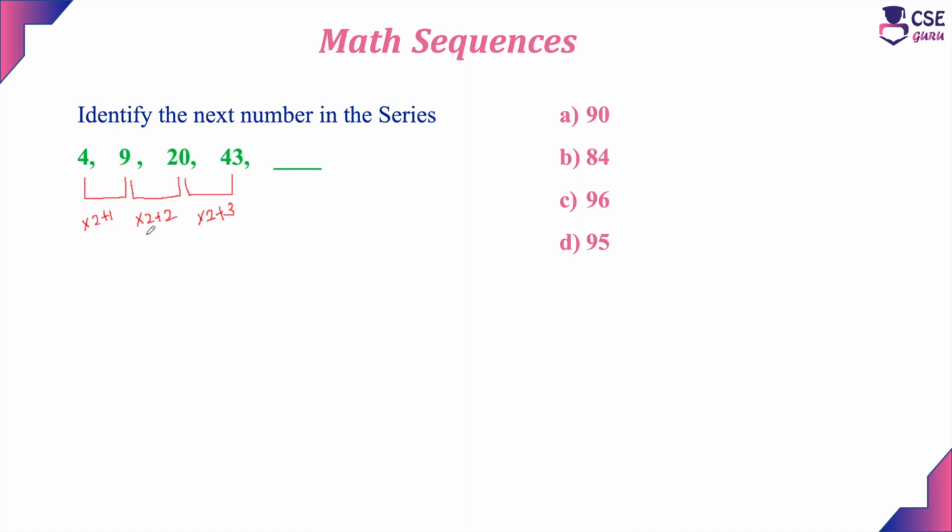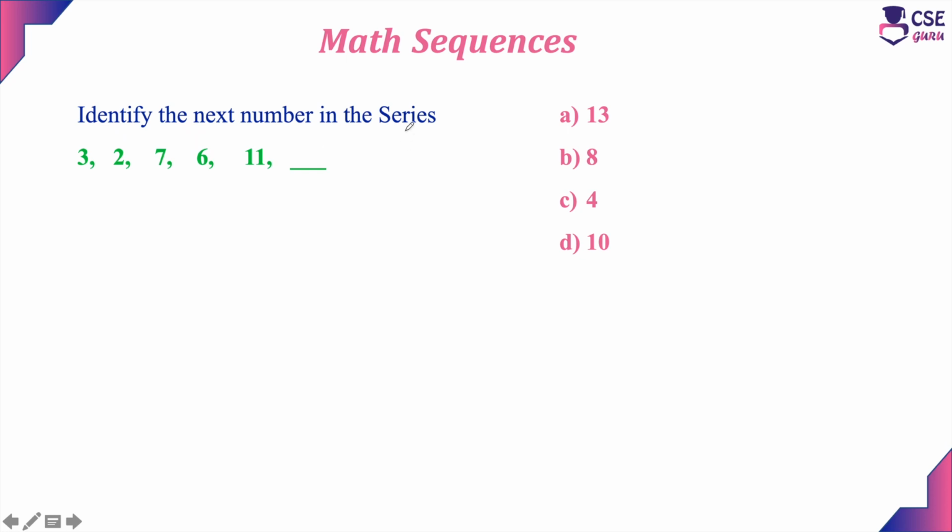So here we will identify a pattern. That is into 2 plus 1, into 2 plus 2, into 2 plus 3. So the next term must be into 2 plus 4. So this forms a pattern here. This is into 2 plus 4, in the sense 43 into 2, 86, plus 4, it is 90. So the correct option here is option A, 90.